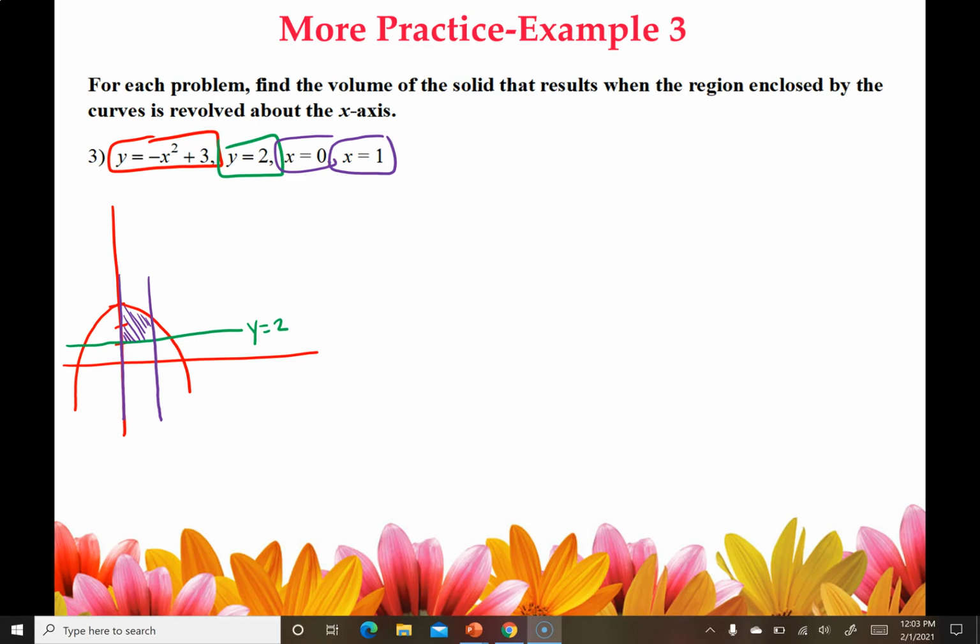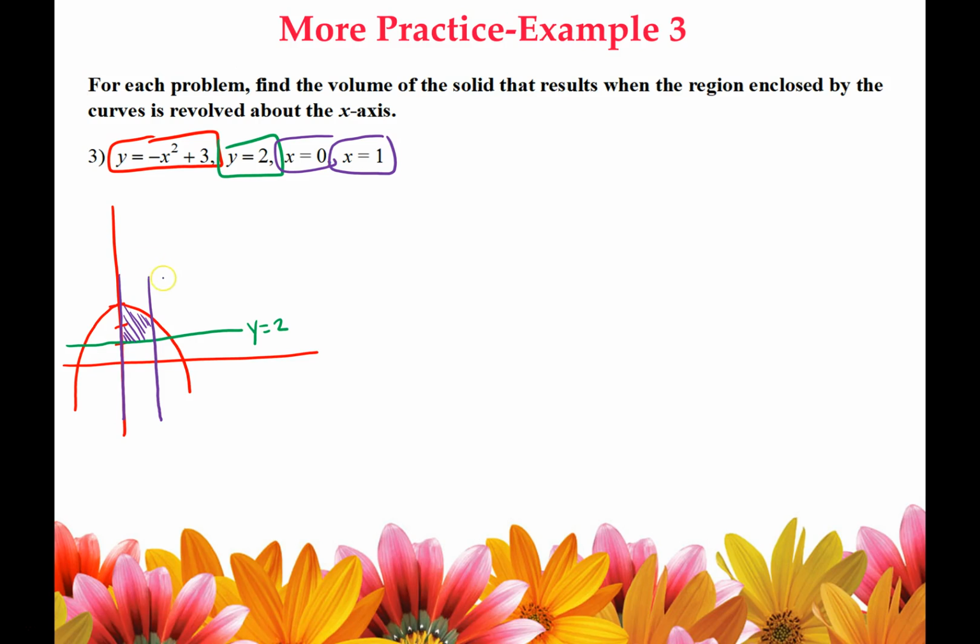Now, it's always a good idea to graph this on your graphing calculator to make sure that you've done this right. And you might tell that actually this purple line right here, that x equals 1, goes through right here. And there's no way to really know that unless you do some serious math or do it on your graphing calculator. All right, so there's what we have. We're revolving that around the x-axis.